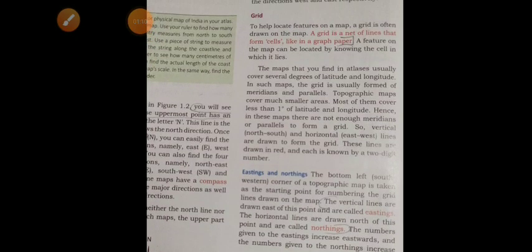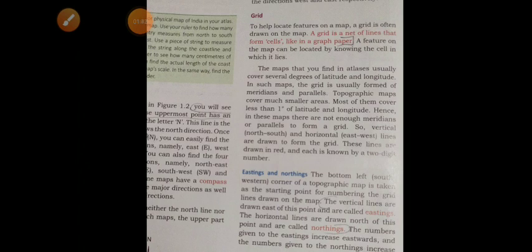Then we discussed about the grid. What is a grid? When you see a globe or map, you can see some horizontal and vertical lines, and they form some cells also. A grid is a net of lines that form cells like in a graph paper.